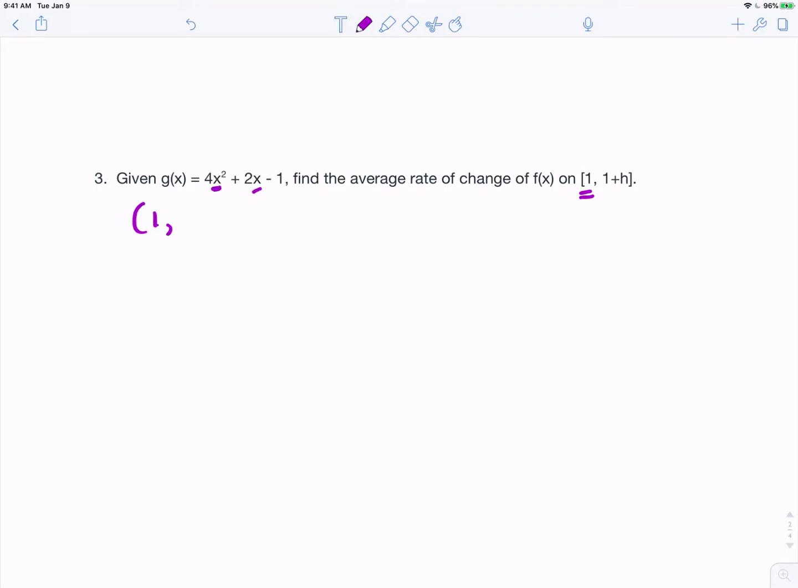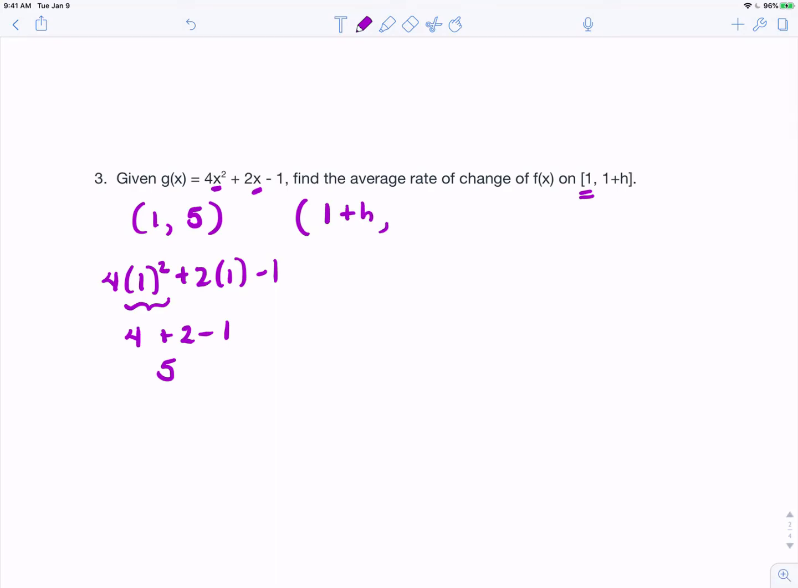And again, we just have to plug in 1 for x. So we have 4 times 1 squared plus 2 times 1 minus 1. Now 1 squared is 1, and 4 times 1 is 4, plus 2 minus 1, or in other words, 5. And so when x is 1, y is 5. We're going to do the same thing, but now we're going to find out the y-coordinate when x is 1 plus h. So we have 4 times 1 plus h squared, plus 2 times 1 plus h, minus 1.